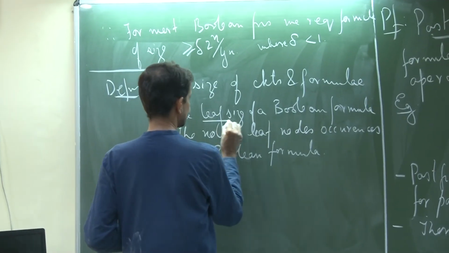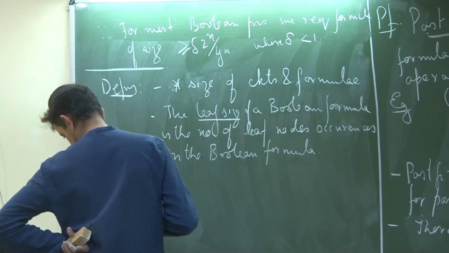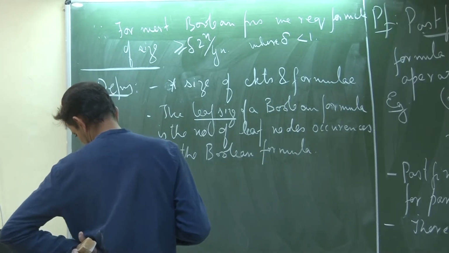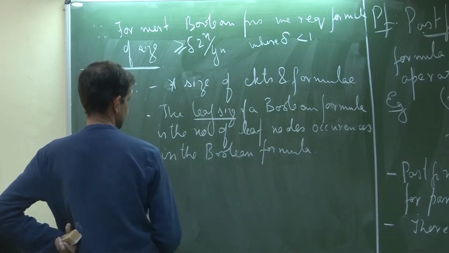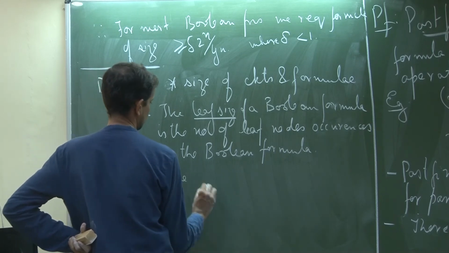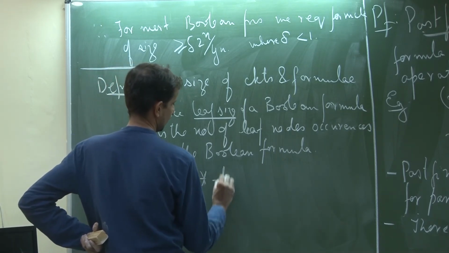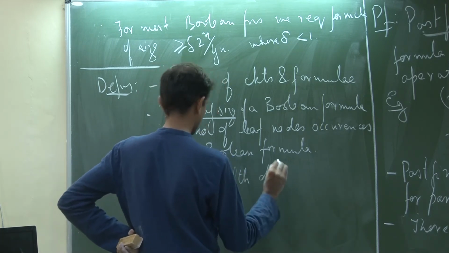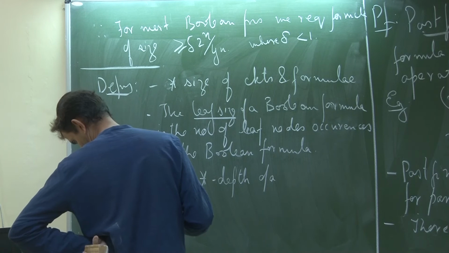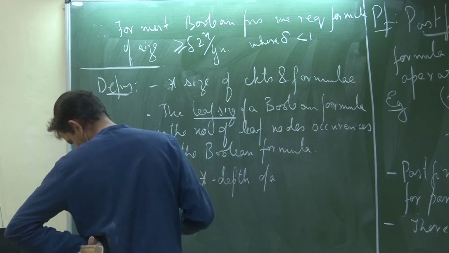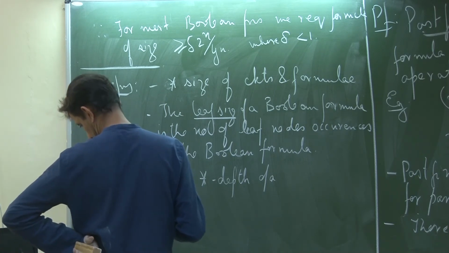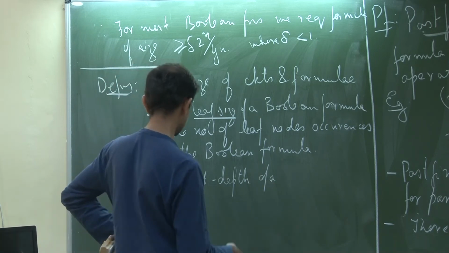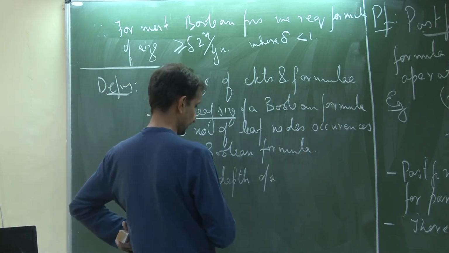So, this is called the leaf size, and then we have the star depth. The star depth can be defined for a formula as well as a circuit. So, let me define it in terms of a circuit.